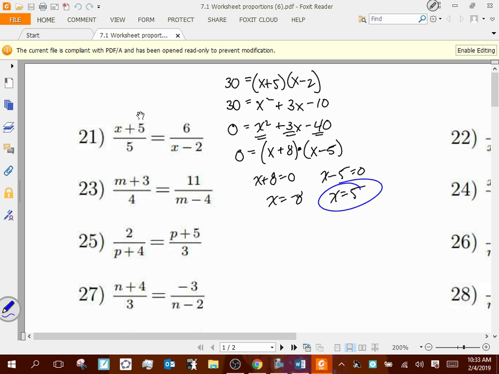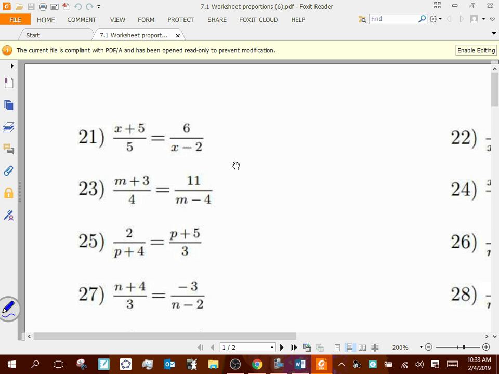Try negative 8. Negative 8 plus 5 is negative 3, so we get negative 3 over 5. 6 over, now negative 8 minus 2 would be negative 10. That reduces to negative 3 over 5. Or you could do it this way, is that product, which is 30, the same as that one, which is 30. And that tells you those are both the right answer. So if we go through the rest of these, that's kind of the practice, the process.